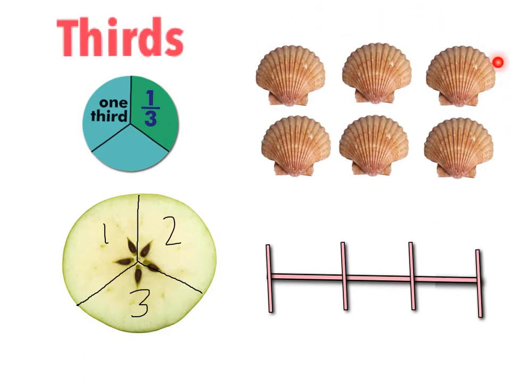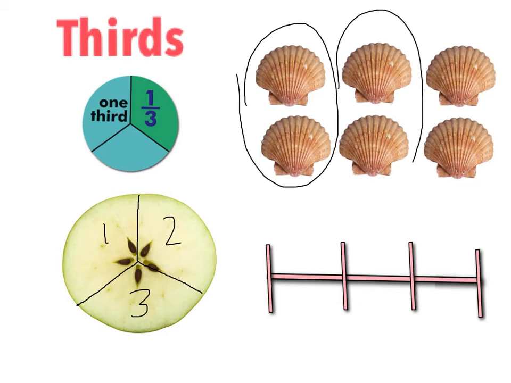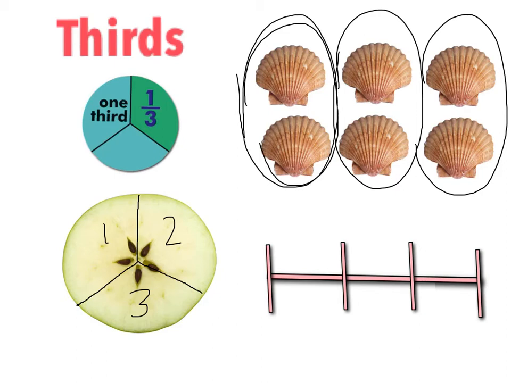Here's my collection of shells. Aren't they beautiful? And remembering again that I've got one whole collection of shells here and I want to partition that to create thirds. So I'm going to group them this time into 3 equal groups. Okay, so I have successfully partitioned my group of shells into thirds, 3 equal groups. 1, 2, 3. And there's 2 shells in each of those groups.